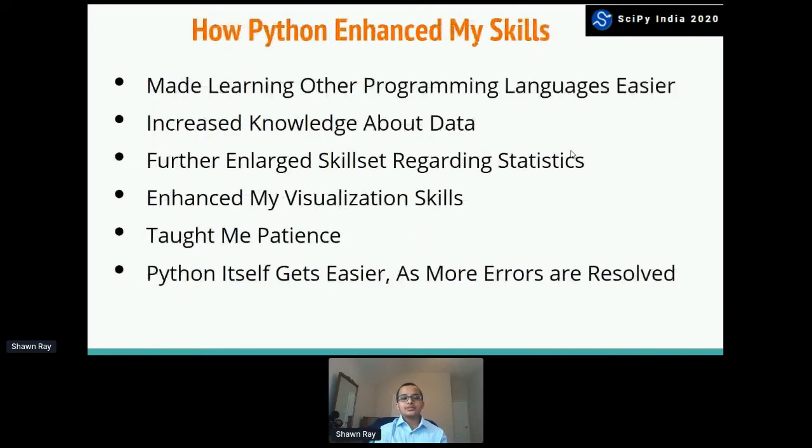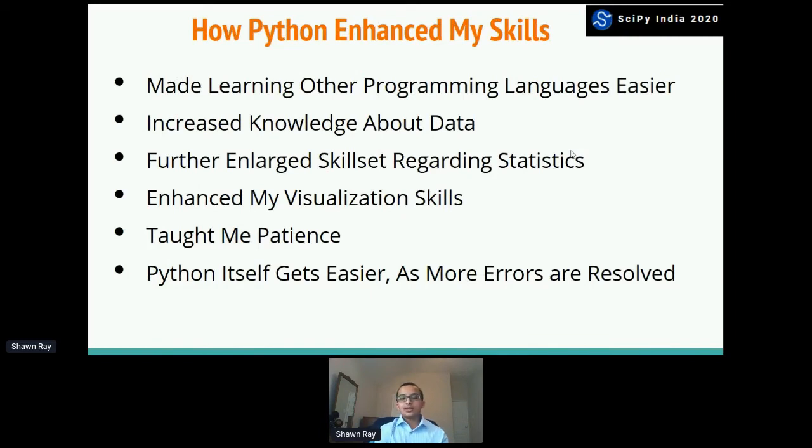Python has also enhanced my skill set in other ways. First of all, it has made learning other programming languages easier. Of course, learning any programming language or learning any one thing will make other things easier. For example, learning math will make learning algebra easier, and Python makes learning other languages easier.